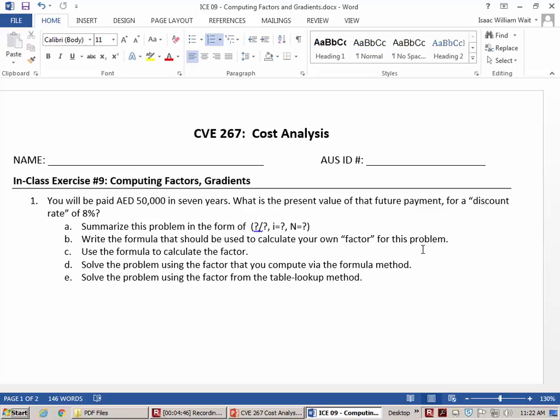By the way, the 8% table that you need for the last question is on the back side of the paper.